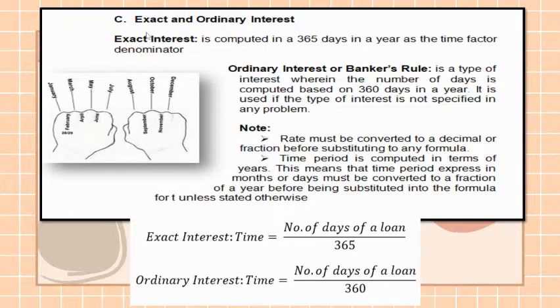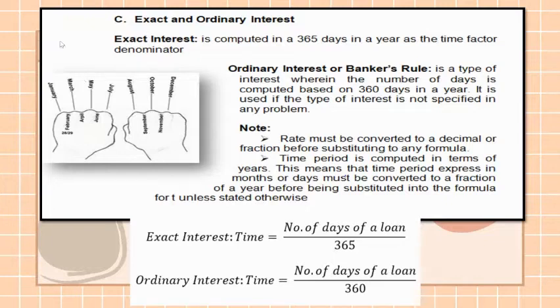So there are some notes that we need to consider. Rate must be converted to a decimal or fraction before substituting to any formula. Next, time period is computed in terms of years. Okay? This means that the time period expressed in months or days must be converted to a fraction of a year before being substituted into the formula for t, unless stated otherwise.